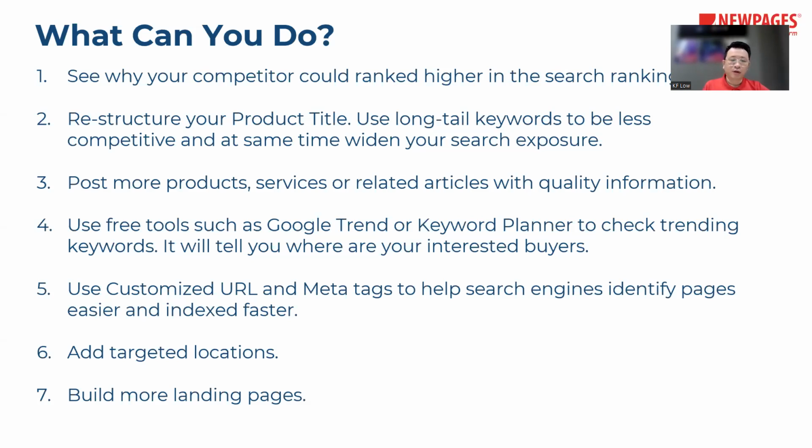For example, if you have built or constructed something, or installed a machine at A location, then you just put installation of this machine at A location, and the next one is B location, C location. Sometimes you can also add targeted location in your product tags or your product title. So there are many ways you can add that. And then the last one is build more landing pages. I already shared with you all how you can build your landing page. So these are some of the tips I can share with you on how you can improve your data.